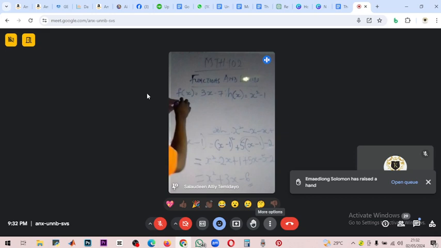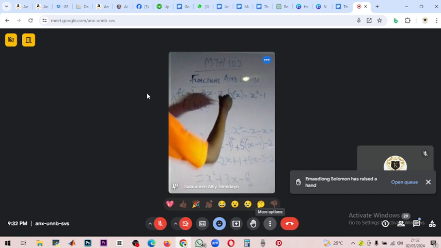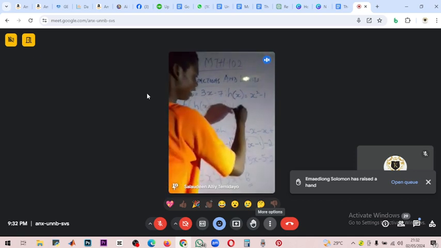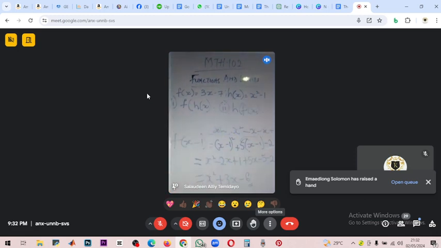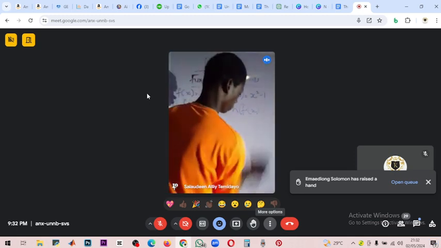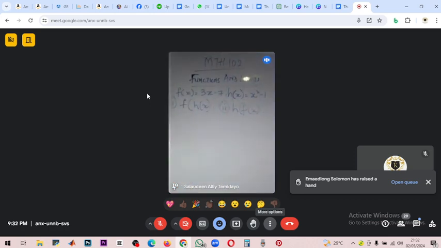Now, we are asked to look for f of h of x. Don't be confused, very simple. Then look for h of f of x. Now, we are going to see how interesting it is. Have we written the question down? So we'll be able to proceed.